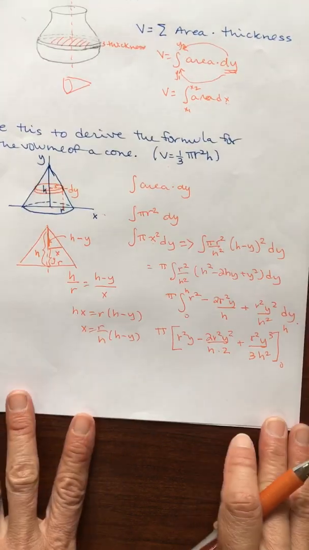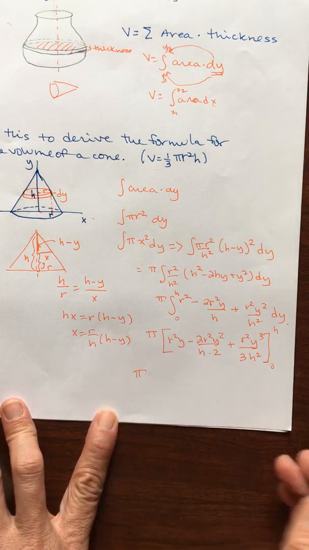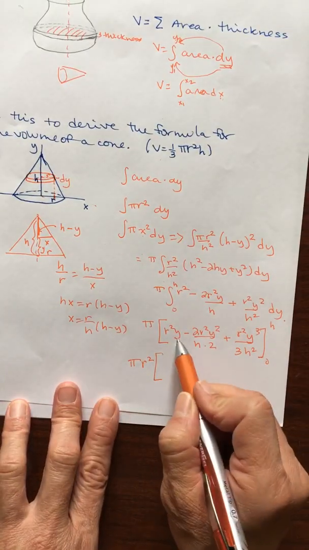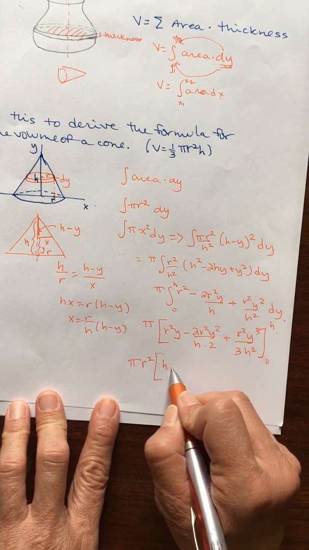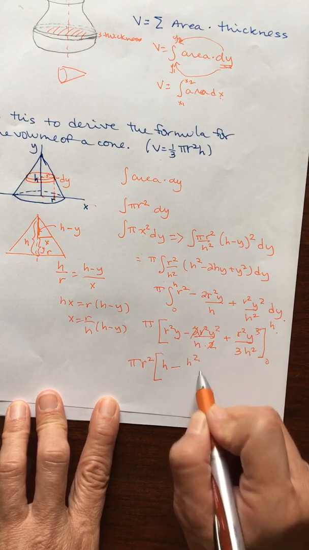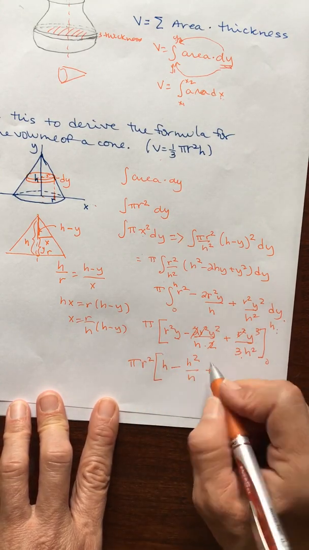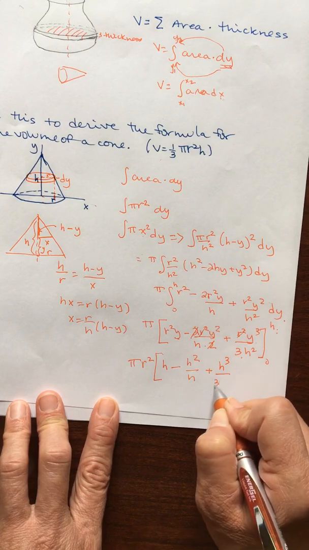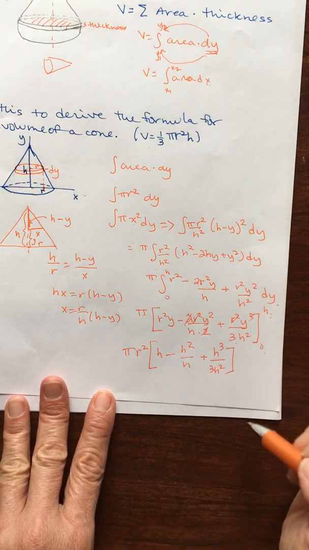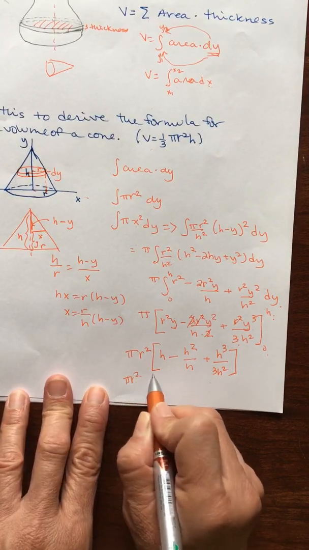So we can go ahead and plug those in, and we get pi. I should have done this before, and it's been bothering me: that r squared, bring it out to the front because it's in all of our terms. Then y gets evaluated at h, so I'll get h minus h squared over h. And in my last term, y gets evaluated at h: h cubed over 3h squared. Then the 0, but each of them has a y in it, so the minus 0 goes away. So now I've got pi r squared.